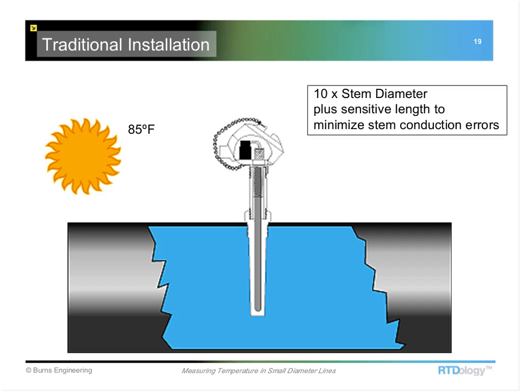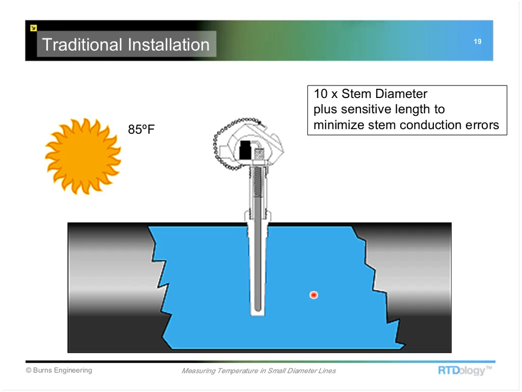Now, one of the big problems with small diameter lines is the stem conduction or immersion error. What is happening is that the temperature measurement is being affected by the ambient conditions. For example, if we have a process running at, say, 121 degrees C, and our ambient conditions are room temperature, 20 degrees C, we've got that delta of 100 degrees C difference.